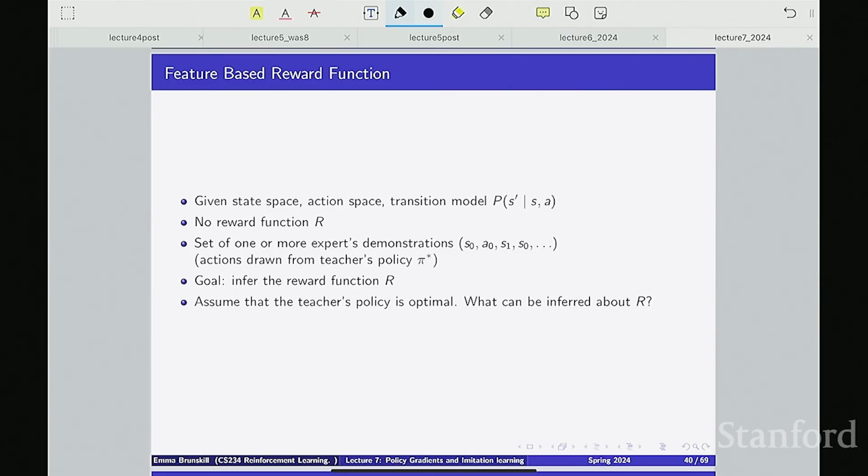So in this case, we're going to be in a similar setting. We're going to still have a state space, an action space, and a transition model. Still no reward function. Still going to have some expert demonstrations. And what we want to do is infer the reward function the expert was using implicitly to make their decisions. And what we're going to assume for now is that the teacher's policy is optimal. Or you can call it the expert. The teacher or the expert's policy is optimal.